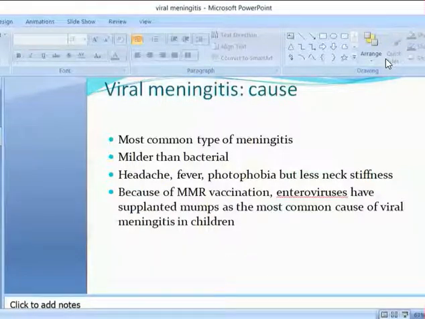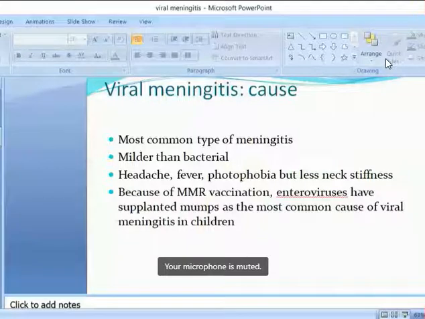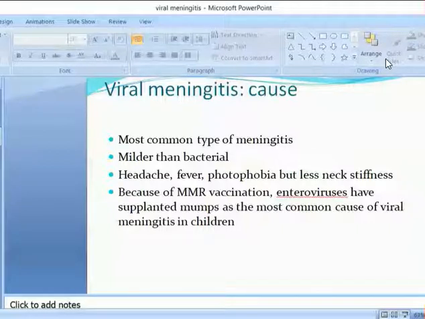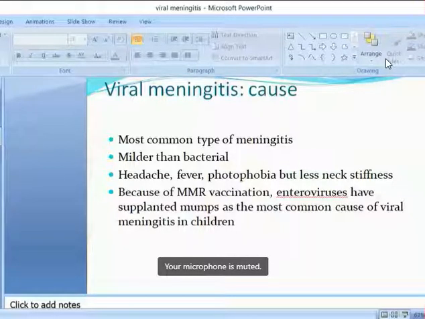You must have read about enteroviruses when we dealt with the viral skin infections. Enteroviruses also are responsible for a few of the GI tract infections. So enteroviruses nowadays are the most common cause of viral meningitis in children. Now the next is the causes of viral meningitis in all age groups, irrespective of the age.